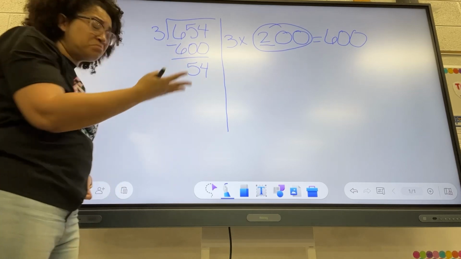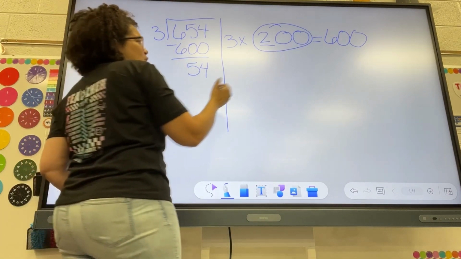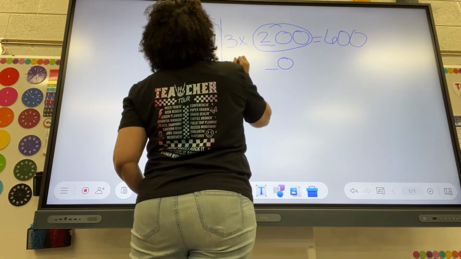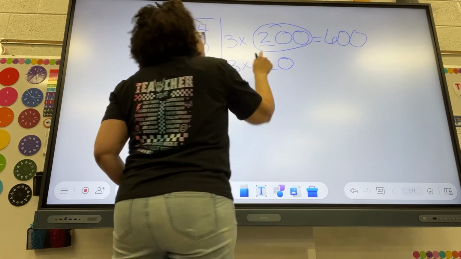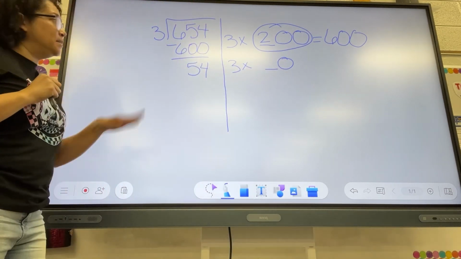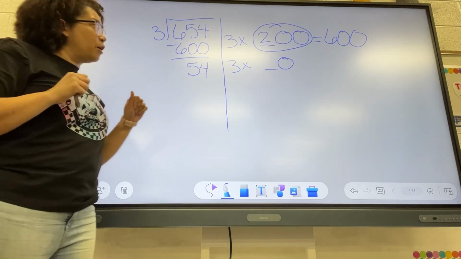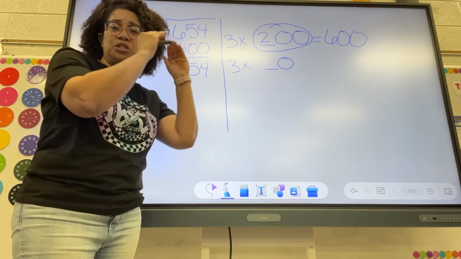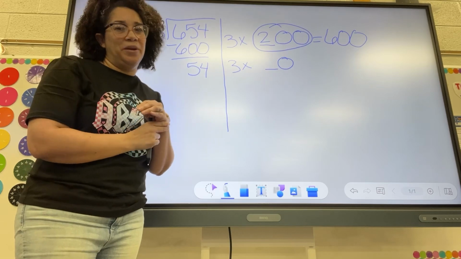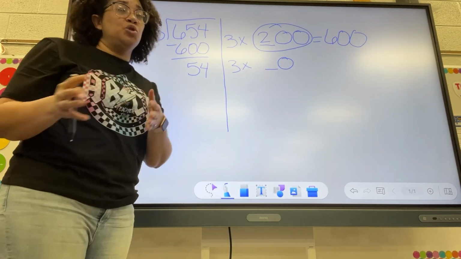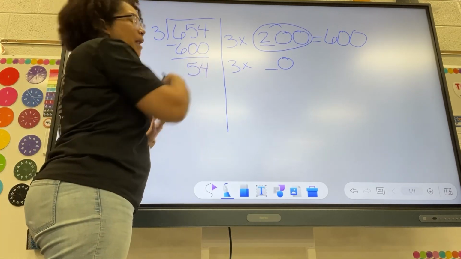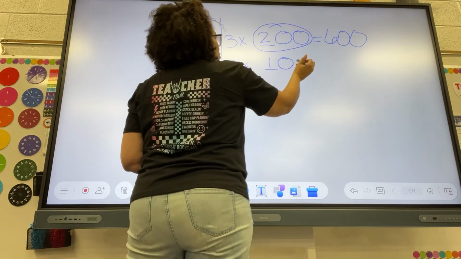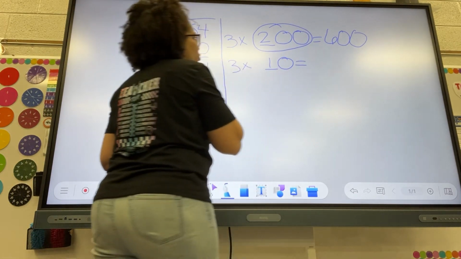So now I'm going to say, okay, I'm in my tens place. So I know I need to multiply my 3 times something in my tens to get me close to 54. It doesn't have to be right up there. You can take a couple different numbers and do this. The kids can do it so many different ways, they really can. So it's whatever's going to be comfortable for them. But I'm going to just use 10, 3 times 10, just so I can show you what I mean.